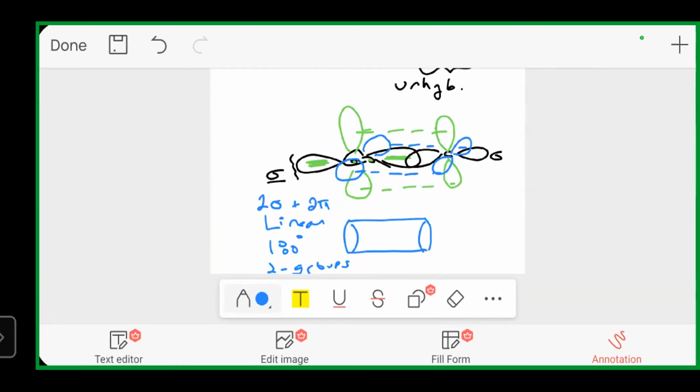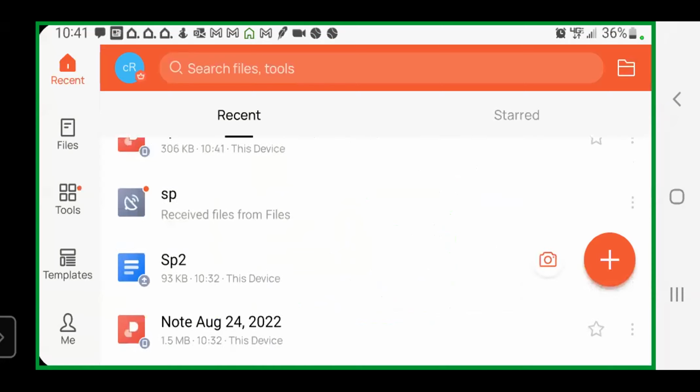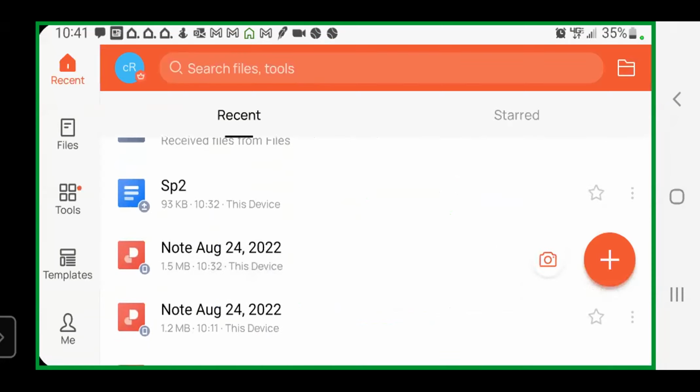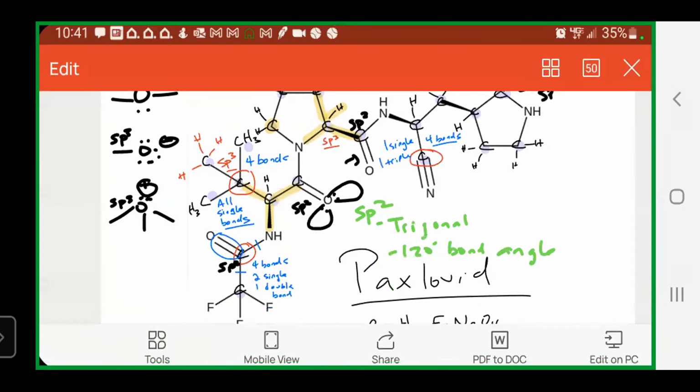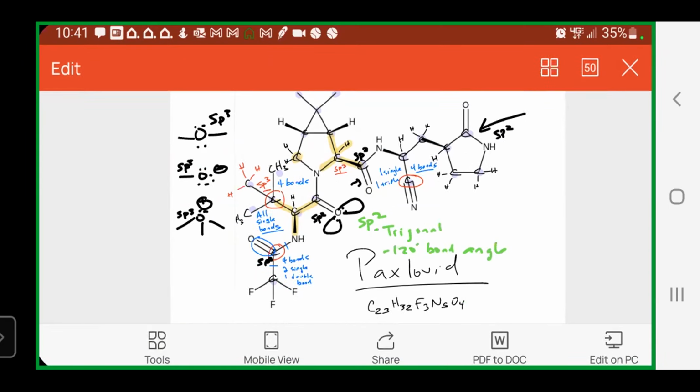Right? Let me go back to the example, Paxlovid, and let's look and see if we can find all the sp hybridized stuff in here. Are there any sp hybridized carbons in here? If you can point it out, it's the one that's triple bonded to the nitrogen, this one right here. Excellent.